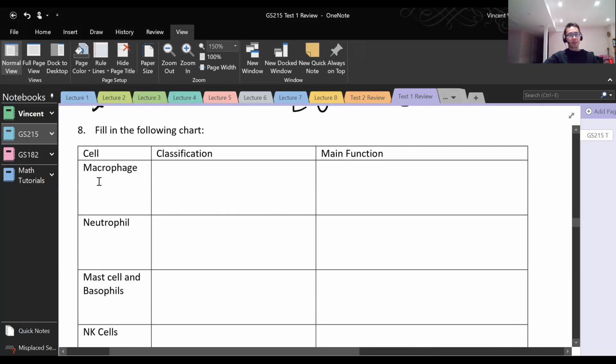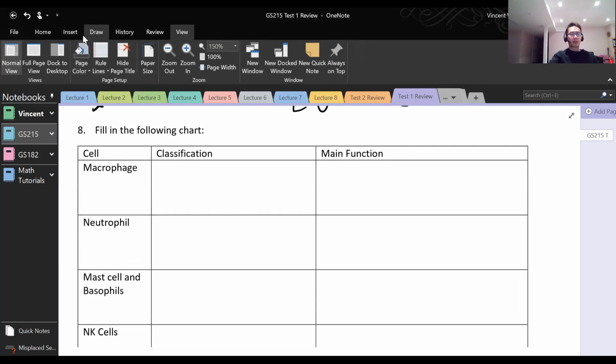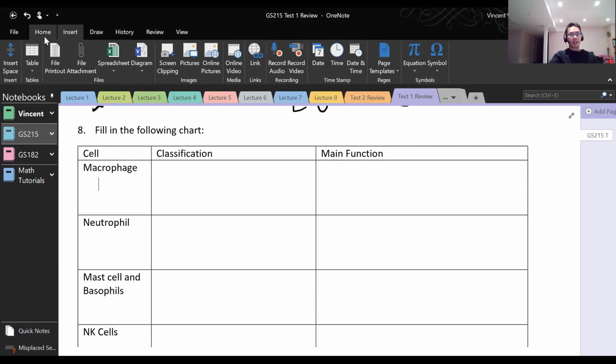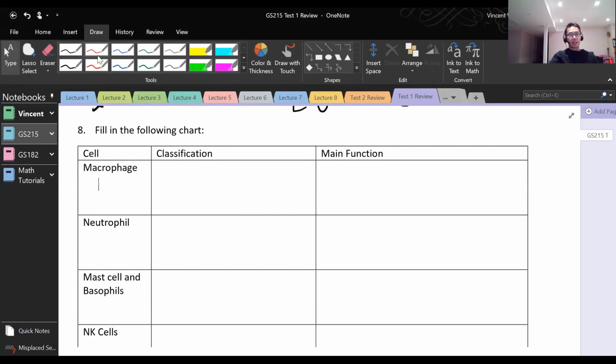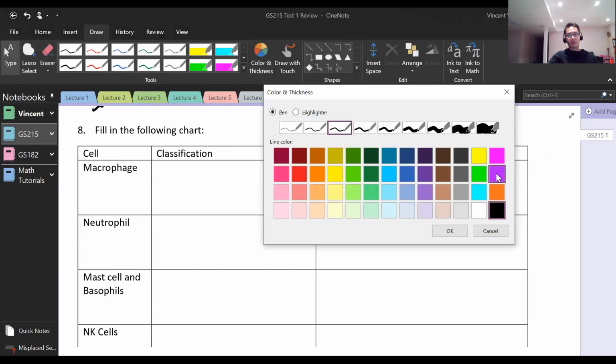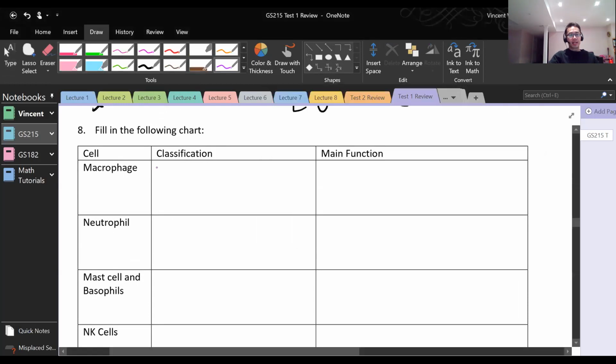Classification, main function. All right, so macrophage. What is a macrophage? How can we classify the macrophage? Well, the macrophage can be classified as a phagocyte, right, a phagocyte. It is also an APC, antigen presenting cell, and it is also a granulocyte.